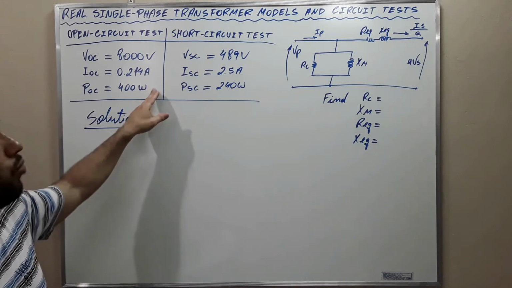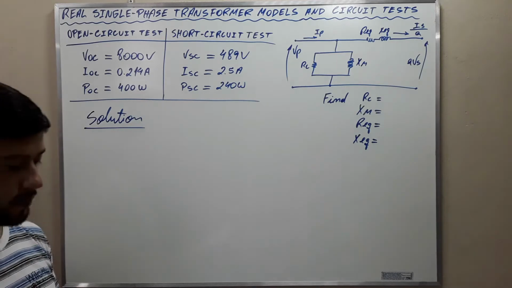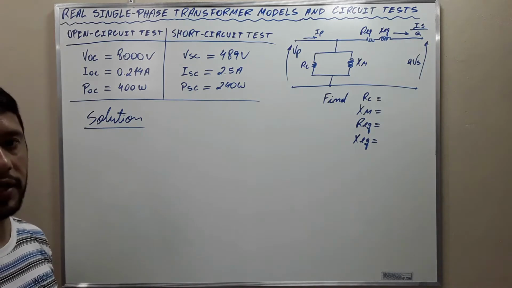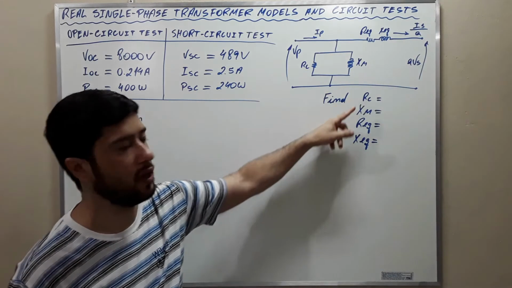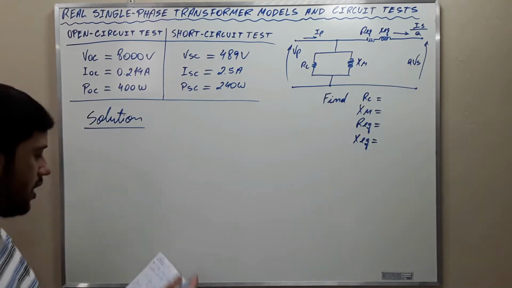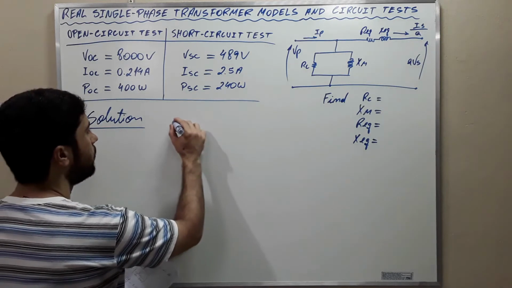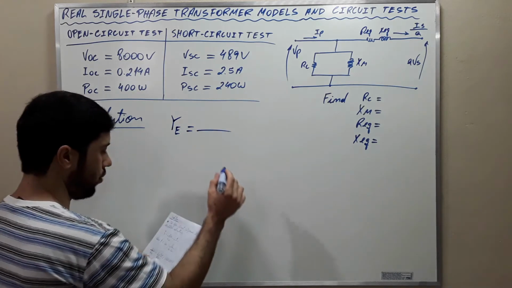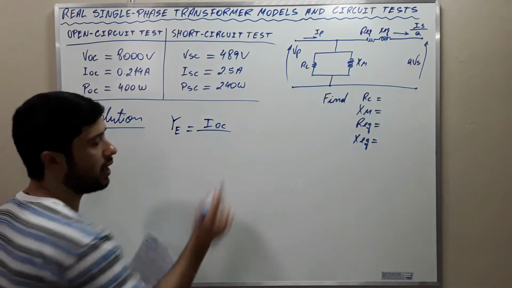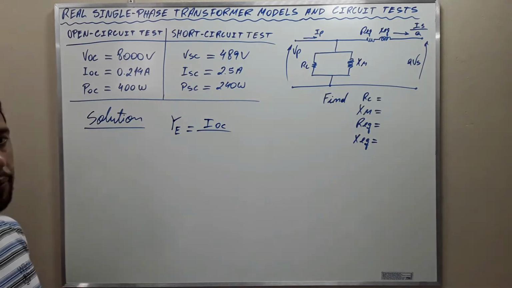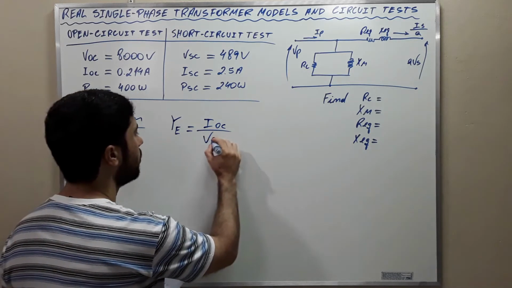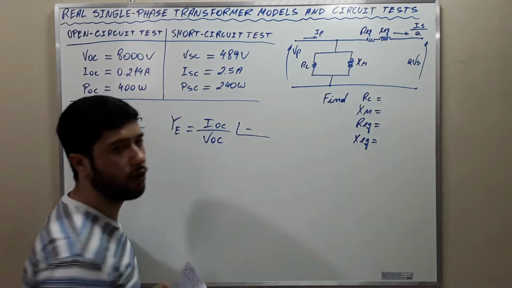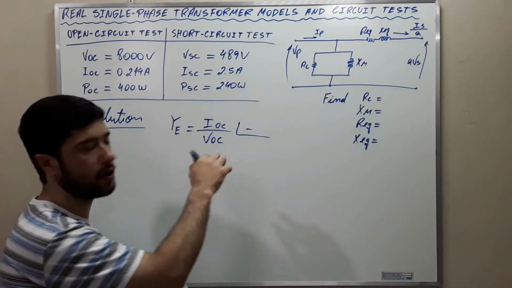First of all, let's work with the open circuit test. And the open circuit test provides the excitation admittance. And through the excitation admittance, we find RC and XM. Let's go. The excitation admittance, YE, is the division between the current of the open circuit test by the voltage of the open circuit test in an angle. We are going to call this angle negative theta.